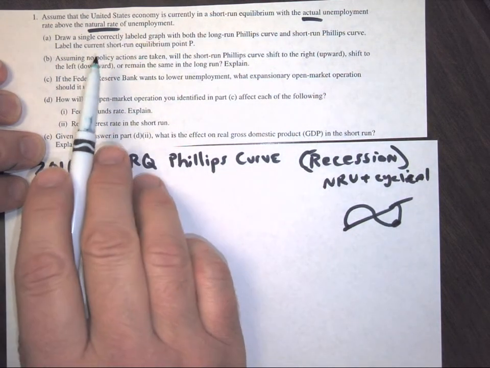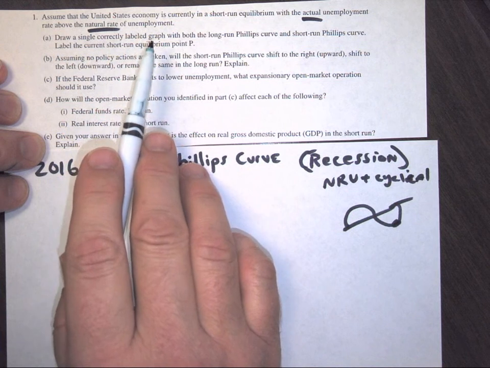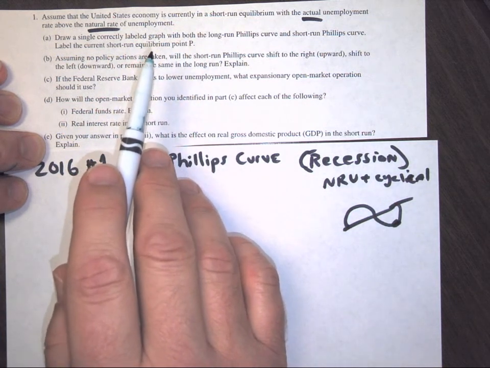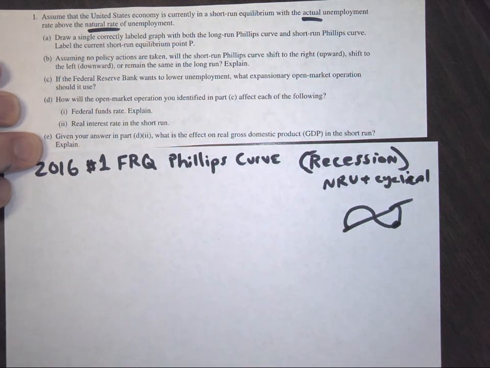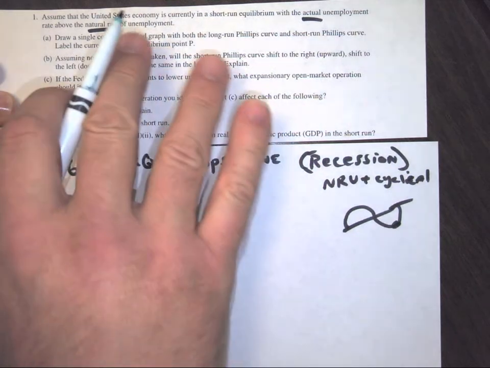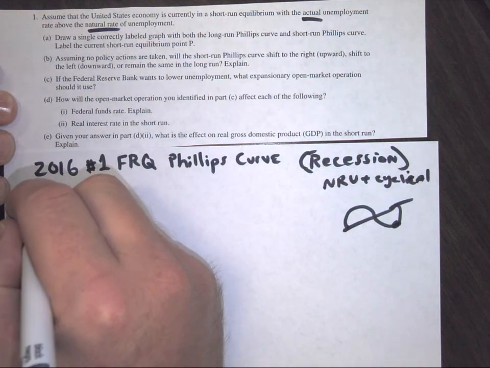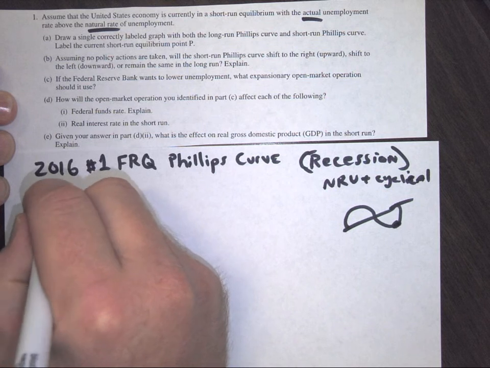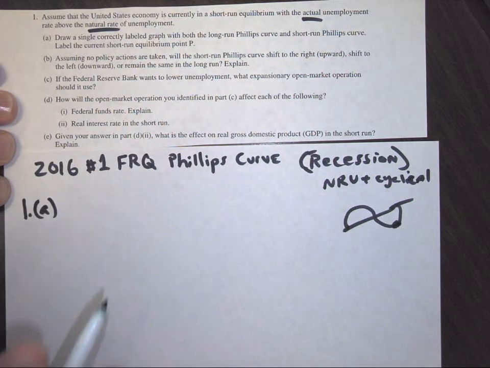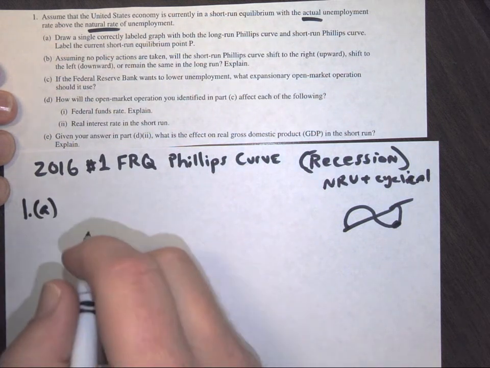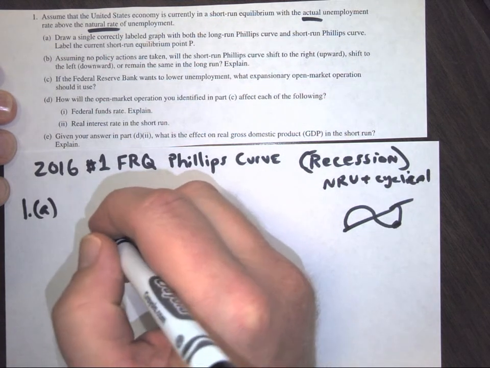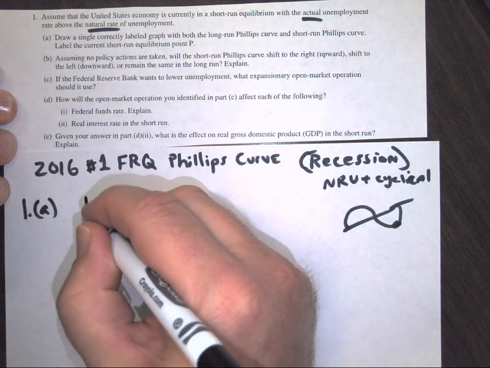Now, they ask you, draw a single correctly labeled graph with the long-run Phillips curve and the short-run Phillips curve. Label short-run equilibrium at point P. Now, when you answer FRQs, remember you got to structure your answers just like they are up here. Make it nice and neat, more readable for the grader, okay? So I got 1 and A, and this is really big because I'm using a marker because it's easier to see on a video, but when you do a pen, it won't be this big and ugly and clumsy, okay? So now I'm going to draw my long-run Phillips curve and the short-run Phillips curve.